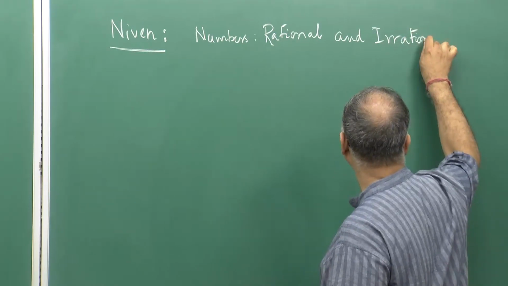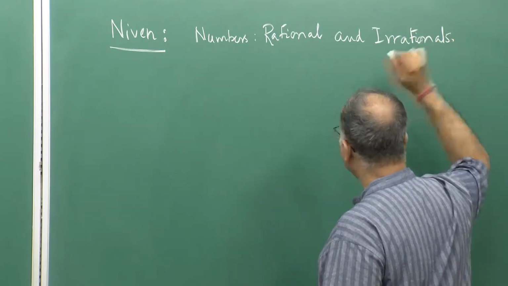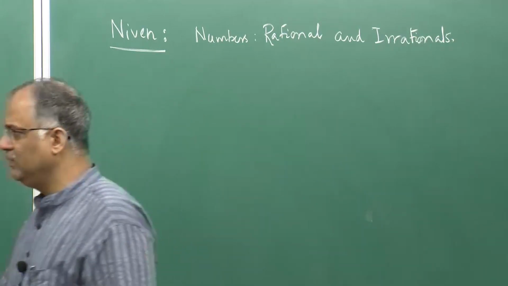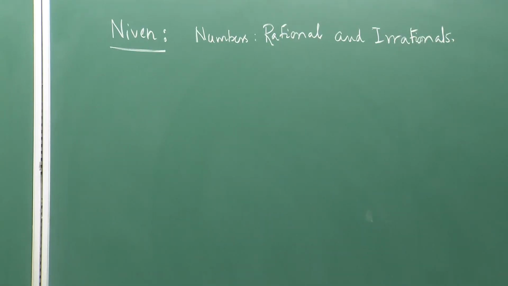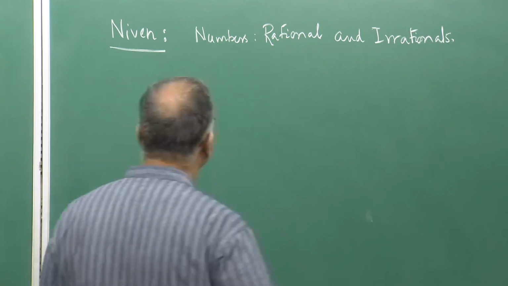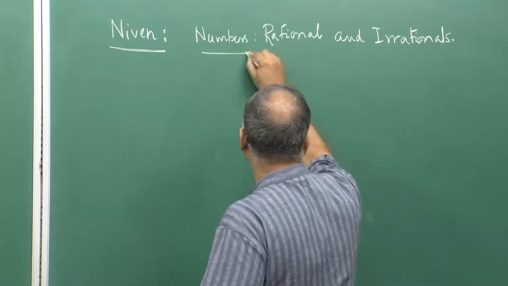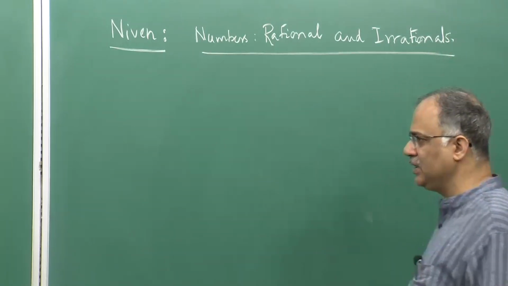In the 50s, I think he was very active, and he has some lovely books which everybody should read, actually, anybody interested in mathematics, because he shows how beautiful mathematics can be. So, we will follow his chapter on irrational numbers for this lecture.